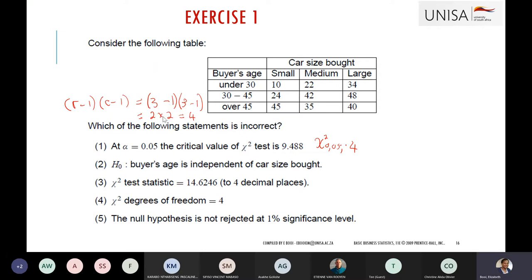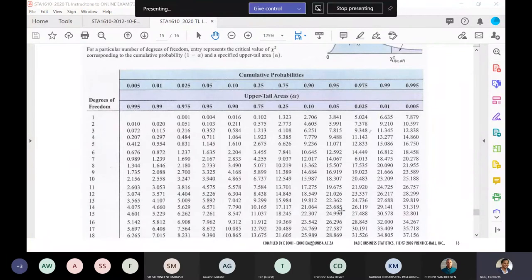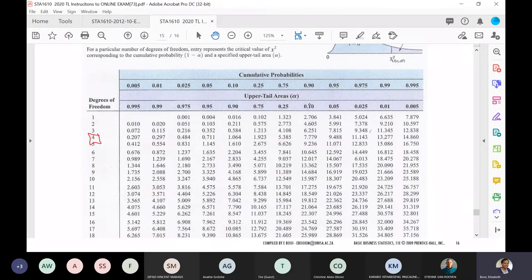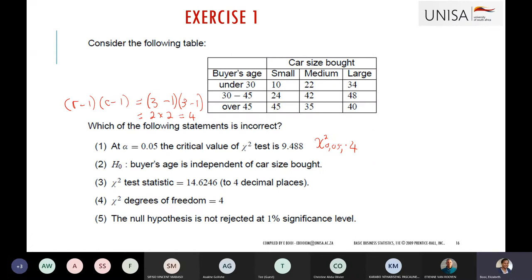If you look at the critical value table, I'm going to share it just now. We know that we're looking for the degrees of freedom of 4 and our alpha of 0.05, where they both meet. That is the critical value that we are looking for. So that was correct.